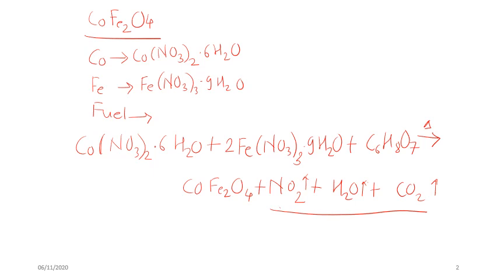Initially, whenever we have to do such reactions, we have to calculate the molecular weight of each compound. The fuel which we have used is citric acid, and its formula is C6H8O7. So the first and foremost thing is we have to calculate the molecular weight. So let's calculate the molecular weight.